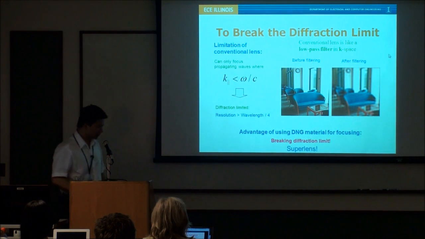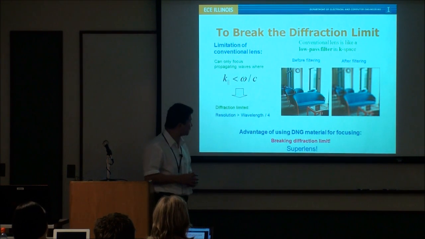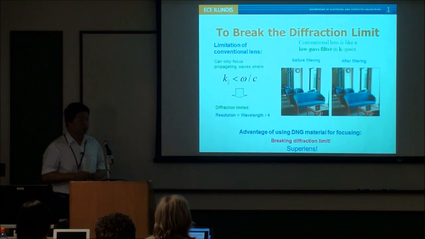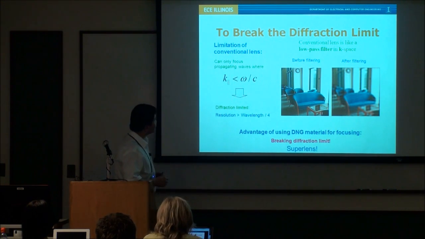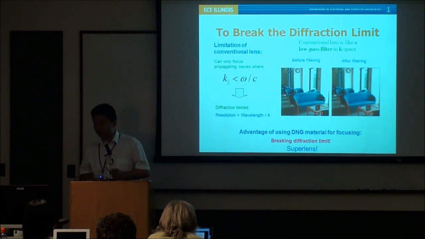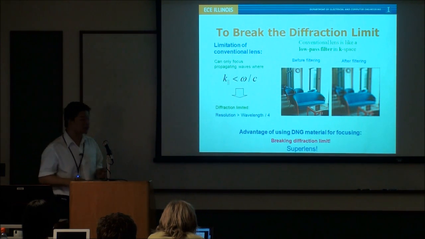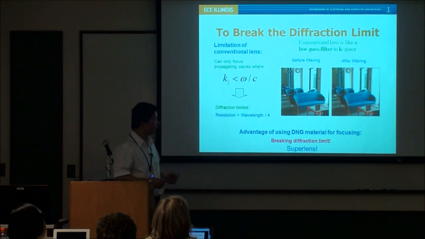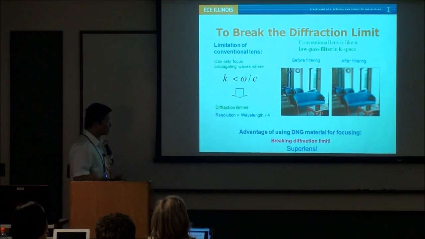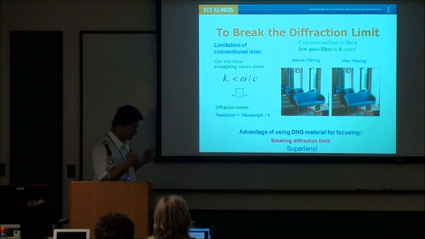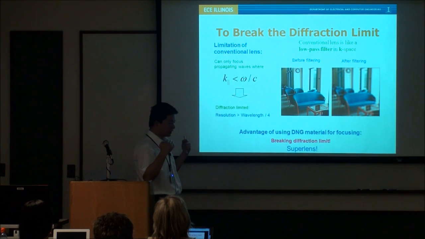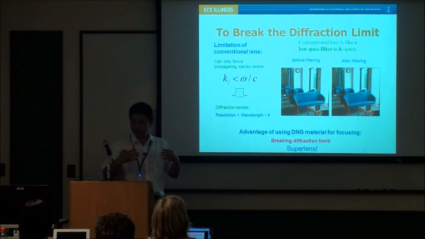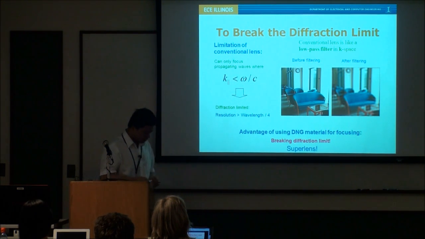All right, so if we have that, we can also have other benefits. If we have these negative mu and epsilon, we can break the diffraction limit of our image. Whenever we do optical imaging, we are bounded by the diffraction limit, which is the actual limit in the highest spatial frequency that we can use our optical imaging system to detect.